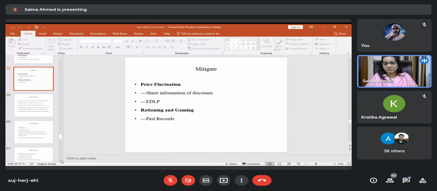Then EDLP, everyday low pricing, which Walmart initiated in order to increase footfall. So any kind of schemes, discounts, EDLP, all this information should be shared upwards because it gives a wrong picture of demand. And lastly, rationing and gaming.